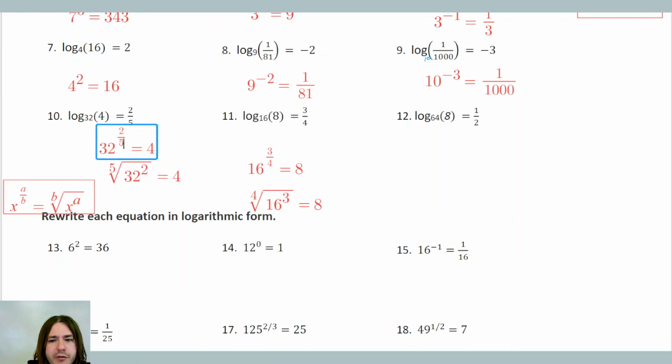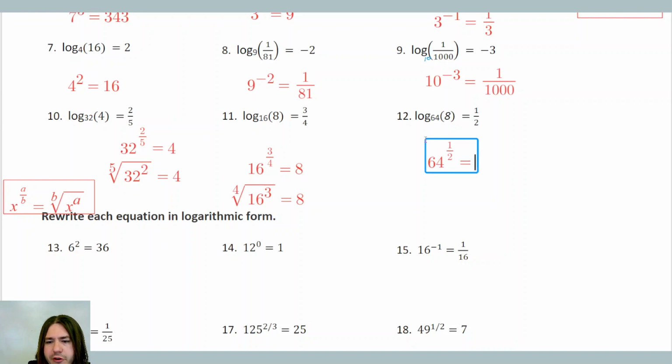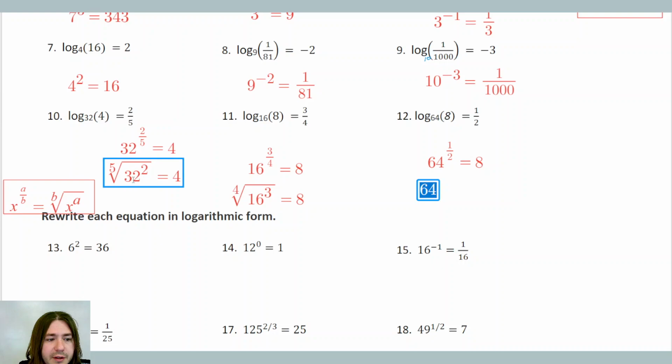For number 12, we've got 64 to the 1/2 power. Anytime you have a power of 1/2, that's equivalent to just doing a regular old square root. So the square root of 64 is 8. So we know this is going to be true. If you want to try to rewrite it using this little rule over here, we would write it as the square root of 64.